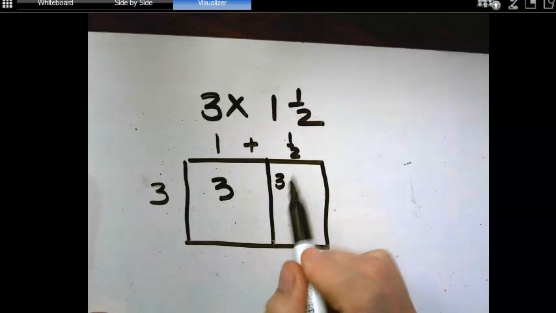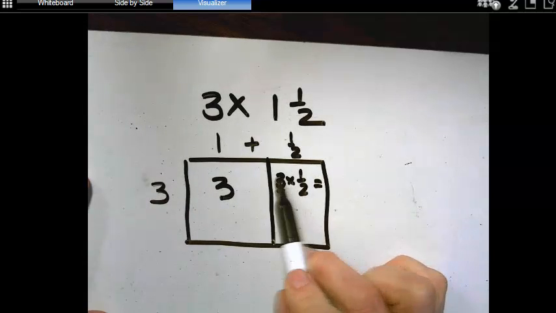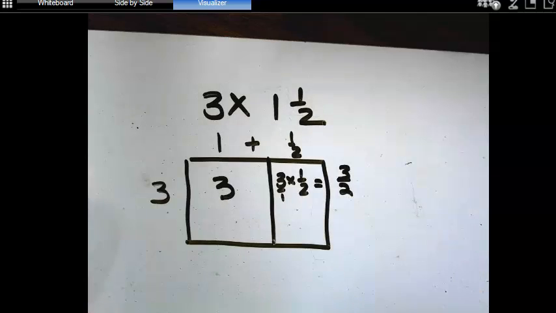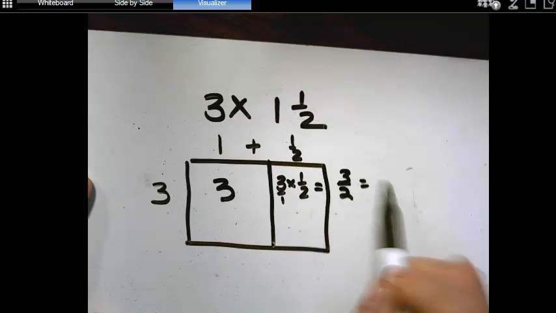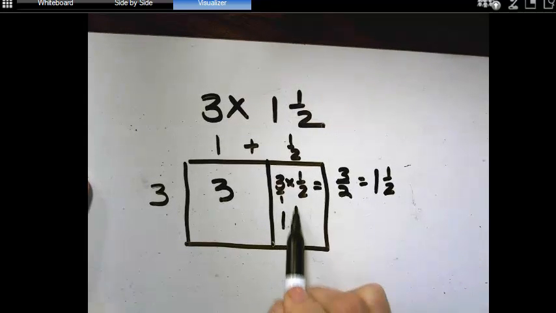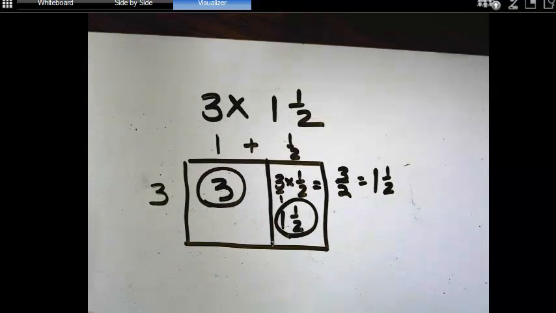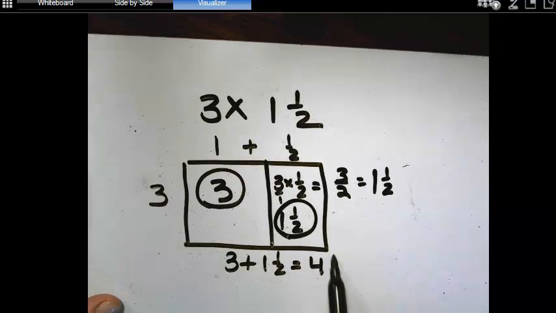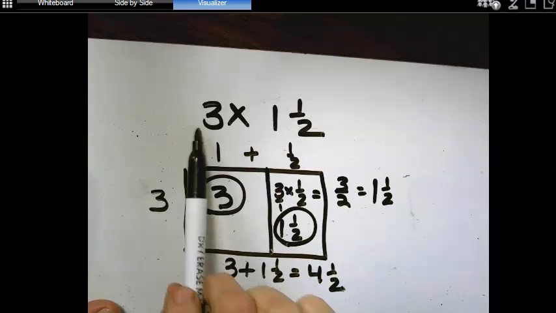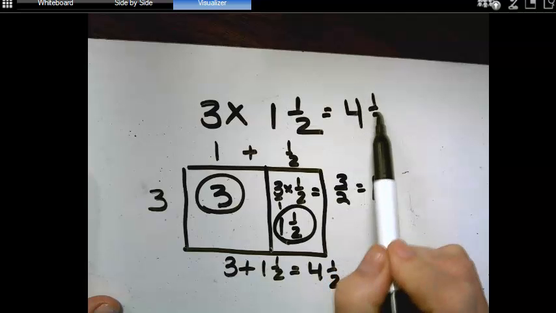All right, so 3 times the 1/2. I'm going to put a 1 under my 3. That's going to equal 3 times 1 is 3, and 1 times 2 is 2, which is an improper fraction, and that equals 3 divided by 2, which is 1 and 1/2. So I know it's 1 and 1/2 for my answer here, and 3 for here. And like in the other example, I add those two together, and I get 3 plus 1 is 4 and a half. So I know that 3 times 1 and 1/2 is equal to 4 and 1/2.